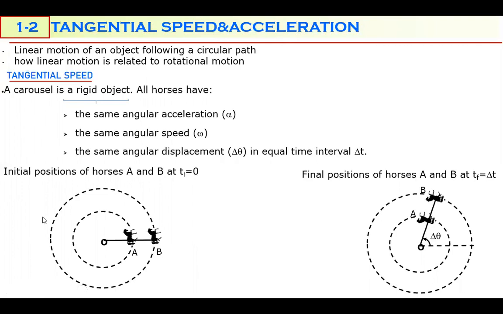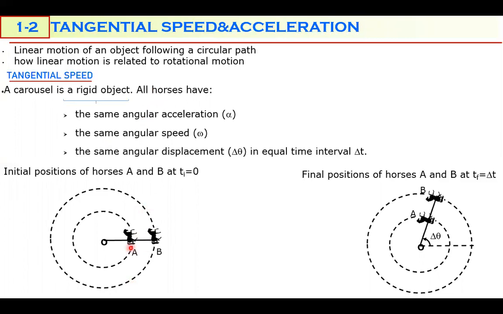So first, let me tell how the linear motion of an object following a circular path is related to rotational motion, which we don't know about yet. When an object is moving and follows a circular path, it travels a distance as it turns. And we know that every point on a rigid object, this carousel for example, has the same angular acceleration, the same angular speed, and the same angular displacement. So they all have the same numbers, but their linear quantities are not the same.